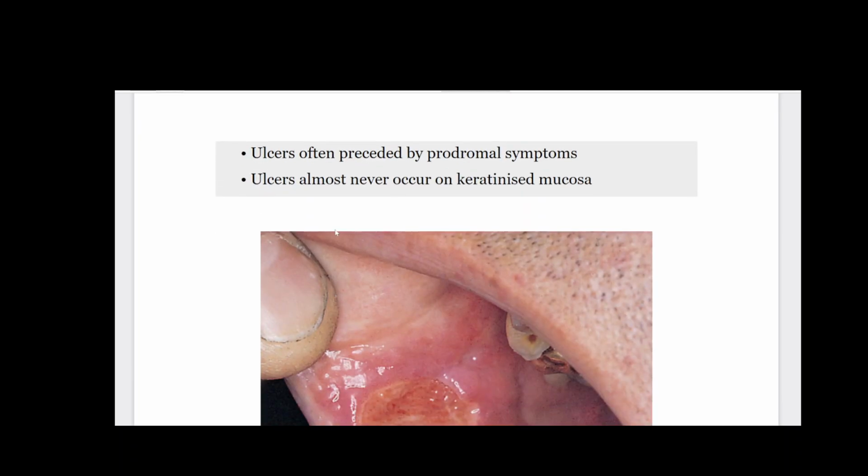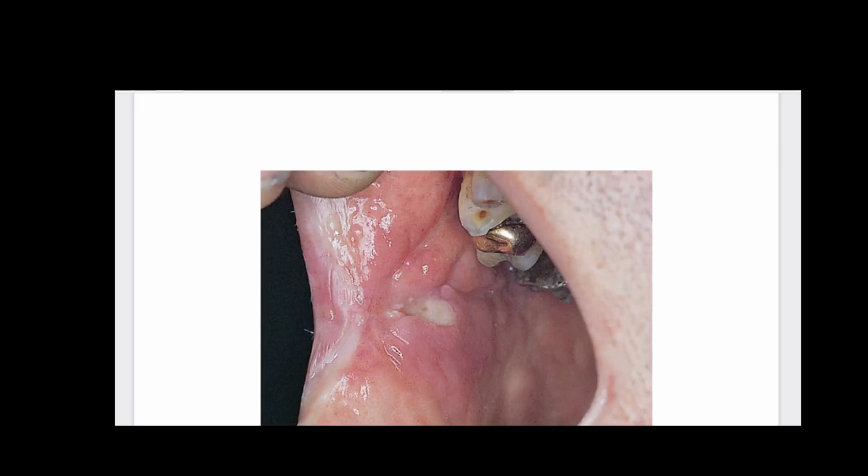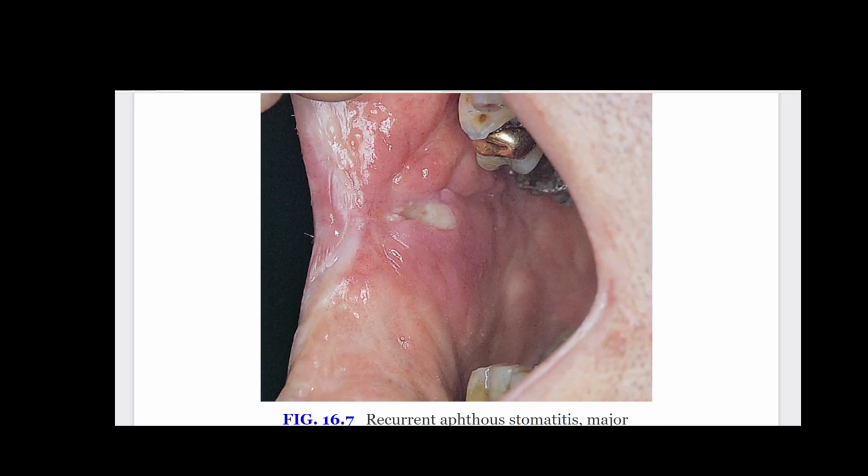Fig. 16.6. Aphthous stomatitis, major type. This large, deep ulcer with considerable surrounding erythema has been present for several weeks. Fig. 16.7. Recurrent aphthous stomatitis, major type. The same ulcer shown in Fig. 16.6, but healing. The ulcer is much smaller, but there is puckering of the surrounding mucosa from scarring.